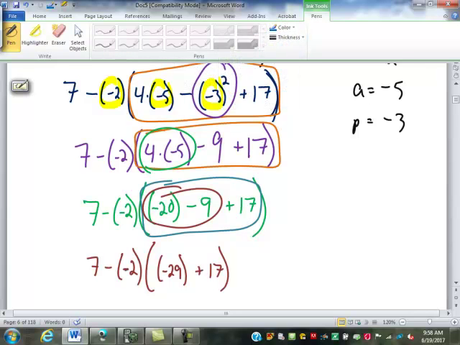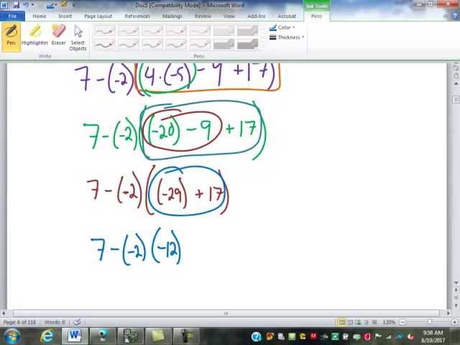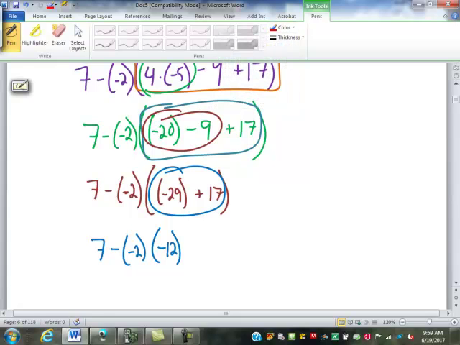Next. Negative 29 plus 17 is negative 12. Now again, usually when we get a parentheses down to a single number, we don't need the parentheses anymore. But I left them in there because there's a negative 12. So I'm separating the negative 12, but it is no longer an enclosing symbol.